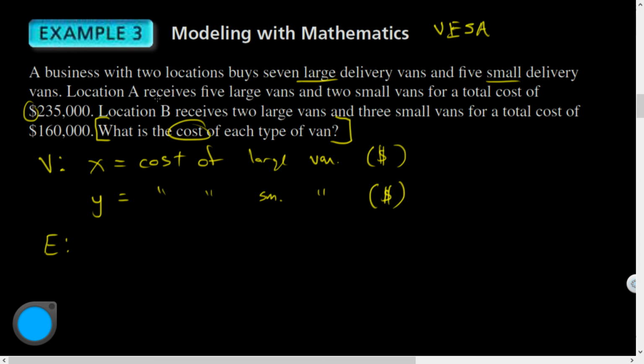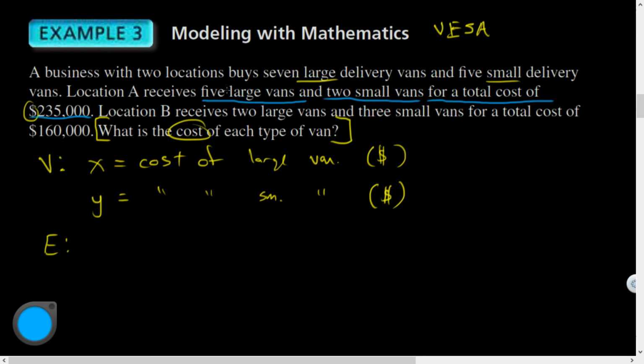All right, so they're saying location A receives 5 large vans and 2 small vans for a total cost of this. But he paid the price though, you know what I'm saying?